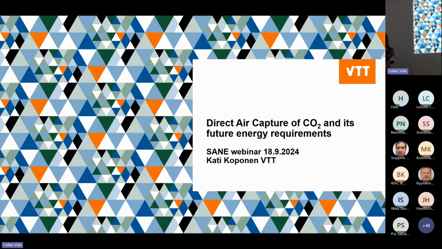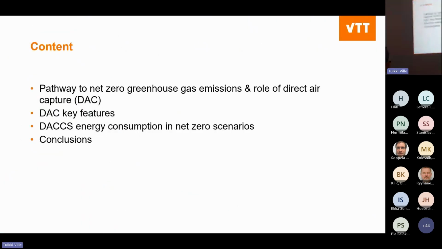And I'm going to tell you about direct air capture and its energy requirements in future scenarios. So I will first go through a little bit the need for direct air capture. What is its role in our pathway towards net zero greenhouse gas emissions? I will talk about DAC key features, and then about the projections of DAC's energy consumption in these net zero scenarios, and then finally some conclusions.